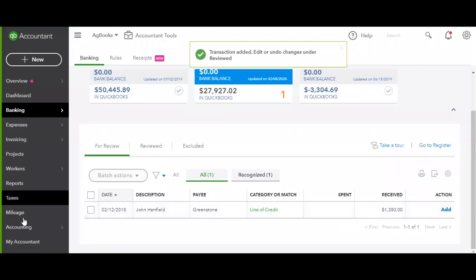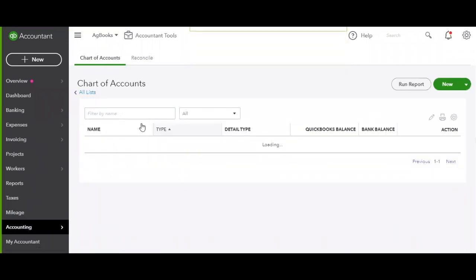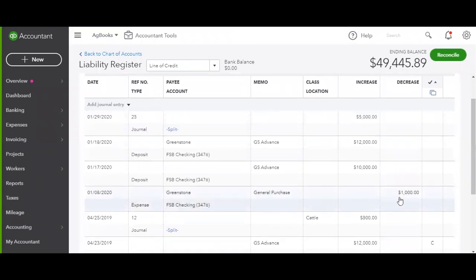Okay, so now let's go look at how that looks inside of your line of credit. Look, the balance has gone down because we made that payment, and it's gone down by that $1,000. Okay, that 300 some dollars of interest is not going to show up here. That's going to show up on your profit and loss. So I hope that makes a lot of sense.